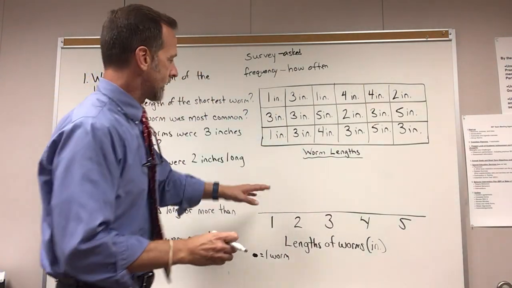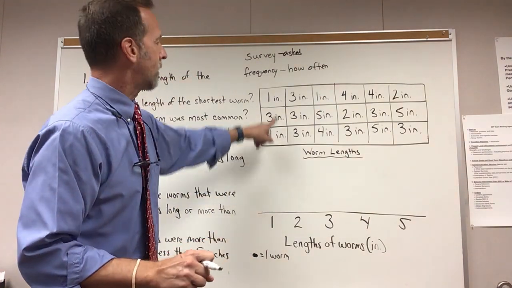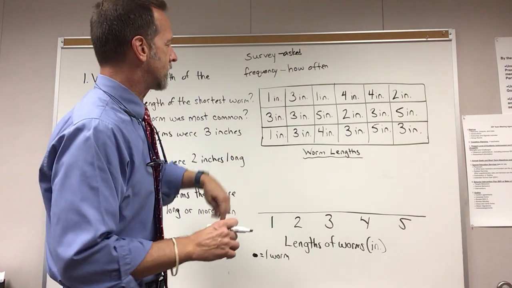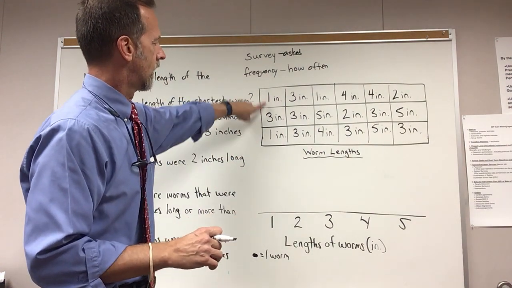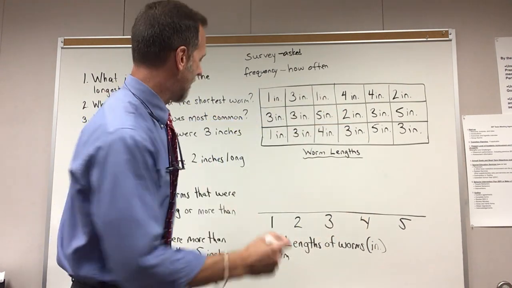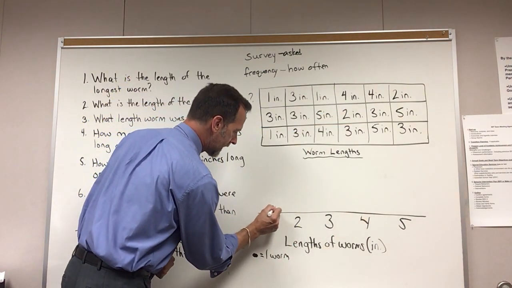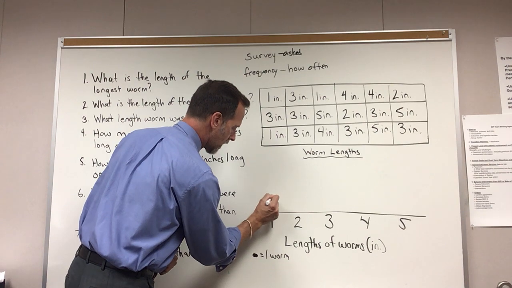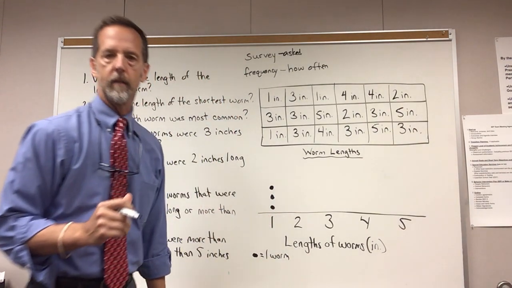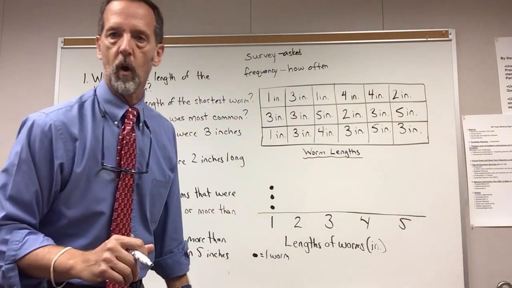So let's start with the 1-inch long worms. How many times do we see the number 1 up in my information here? Well, I've got 1, 2, 3. I have it 3 times. So I'm going to put 3 dots above the number 1 because I had 3 1-inch long worms.